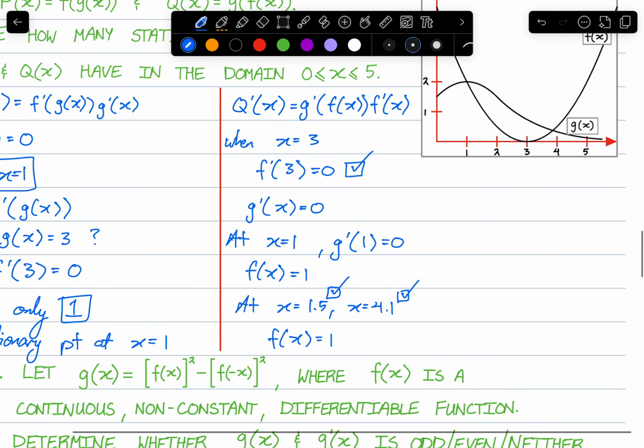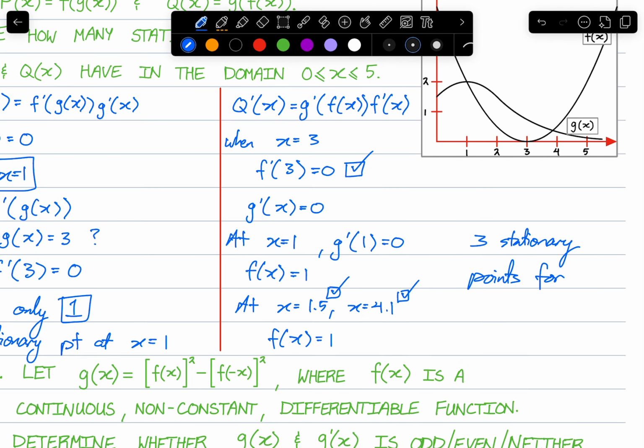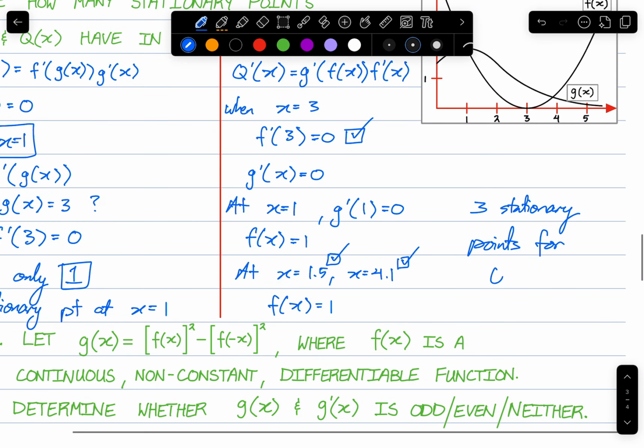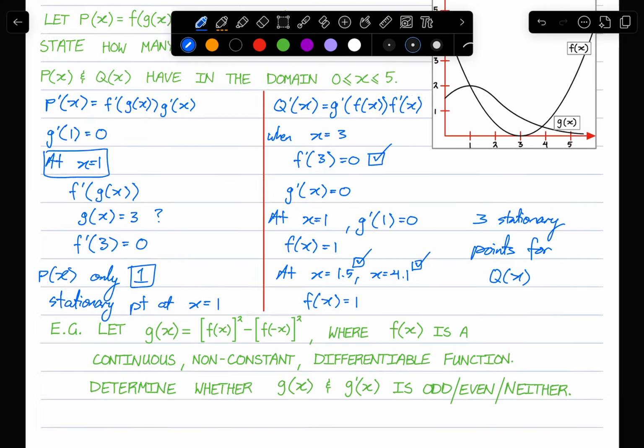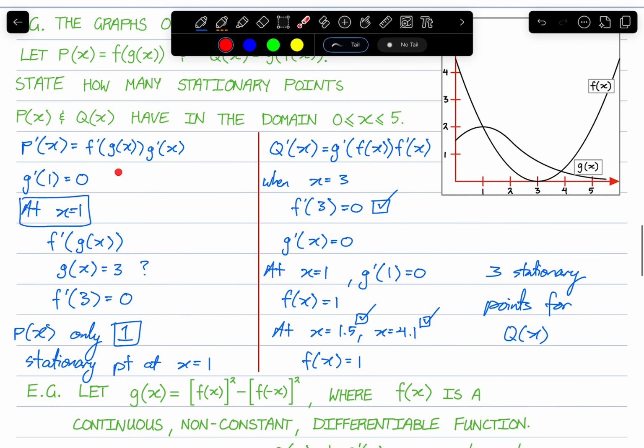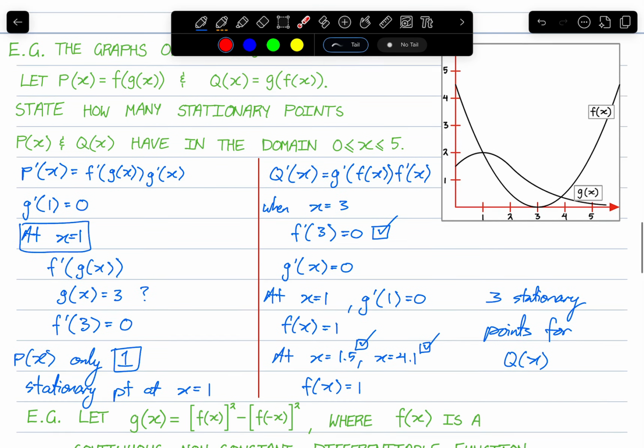So there are three stationary points for q of x. And there is our answer. So for p of x, there's only 1. For q of x, there are 3 stationary points. And there we have it.